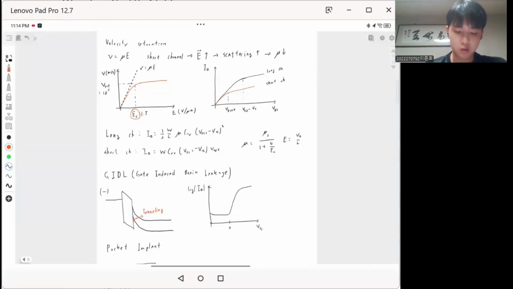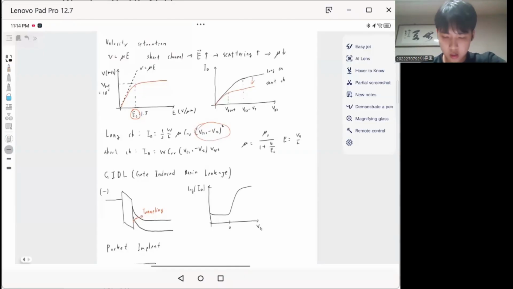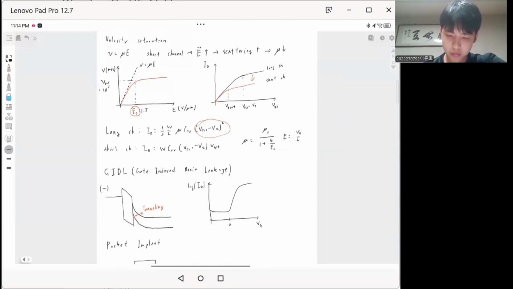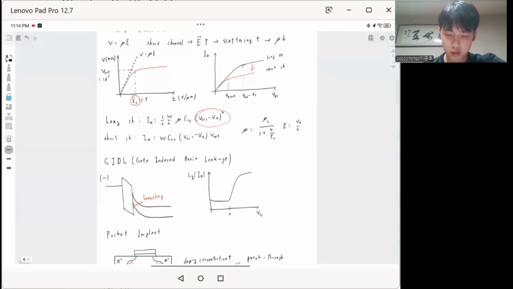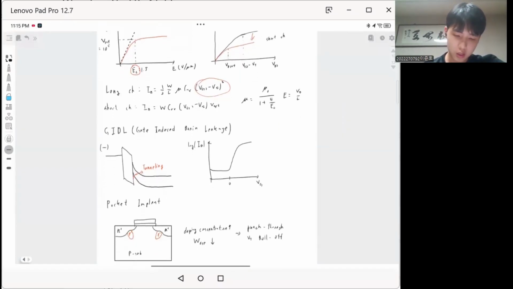In a long channel, the current is proportional to (VGS minus VT) squared, but in a short channel, it is linear to VGS. So the on current of the transistor goes down in short channels because it is linear only to VGS.